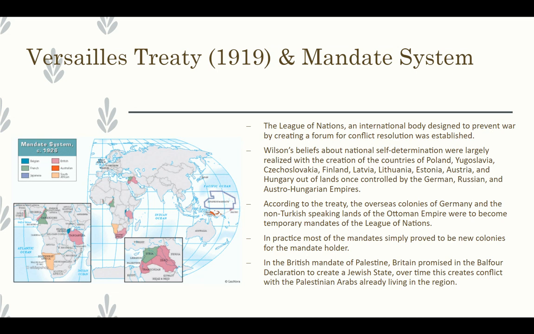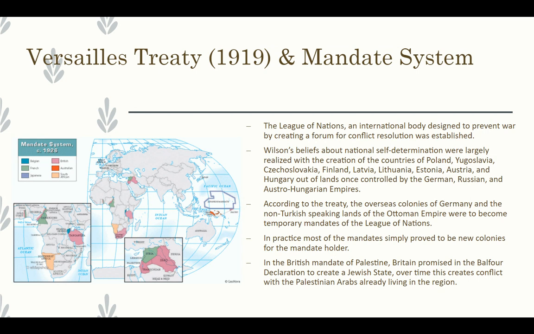In the long term, the mandates in the Middle East proved to be the most consequential. In the British Mandate of Palestine, Britain promised in the Balfour Declaration to create a Jewish state. And over time, this created conflict with the Palestine Arabs who were already living in the region.